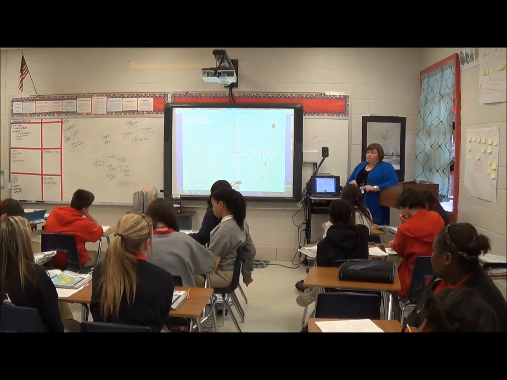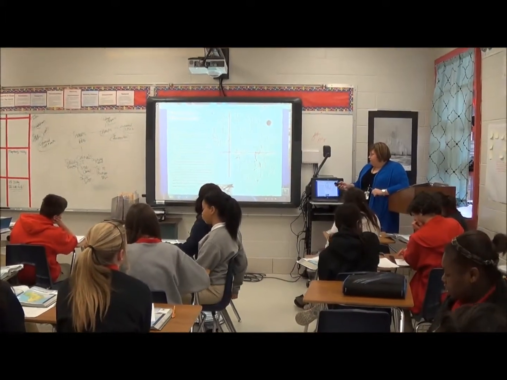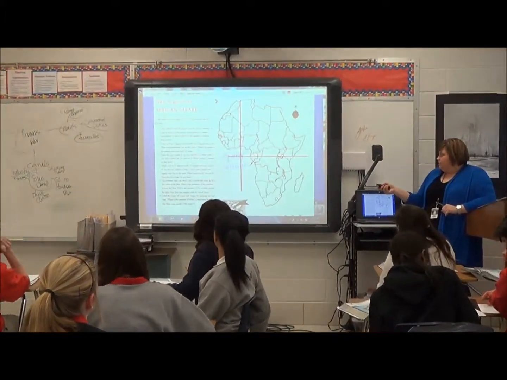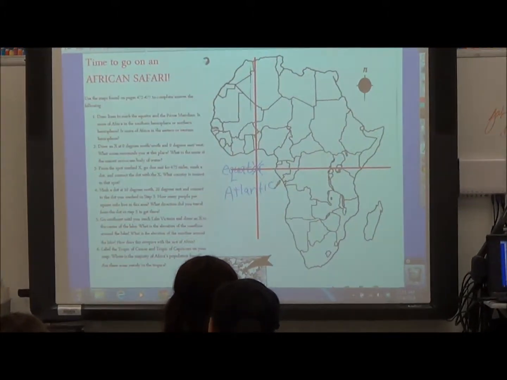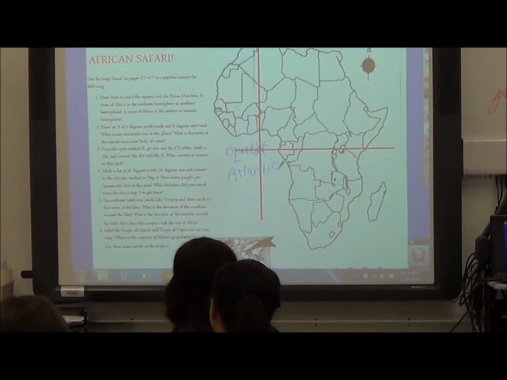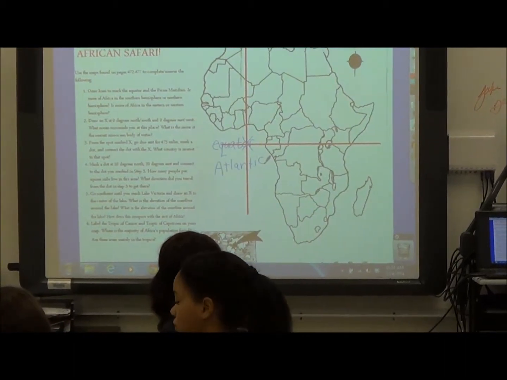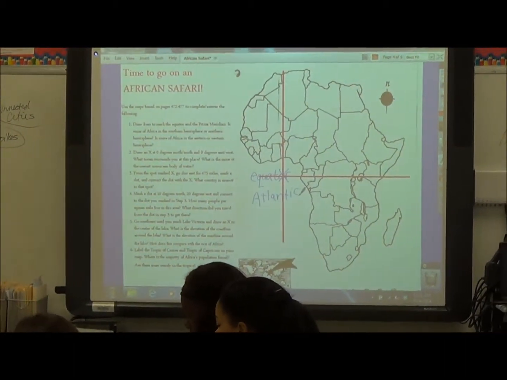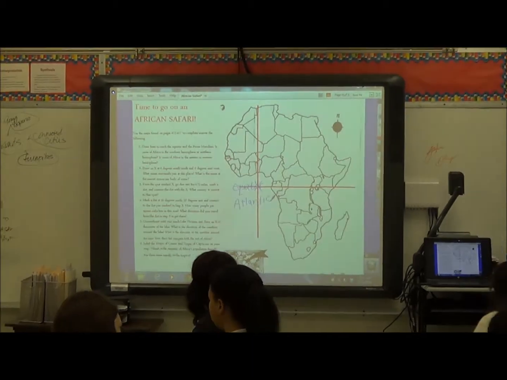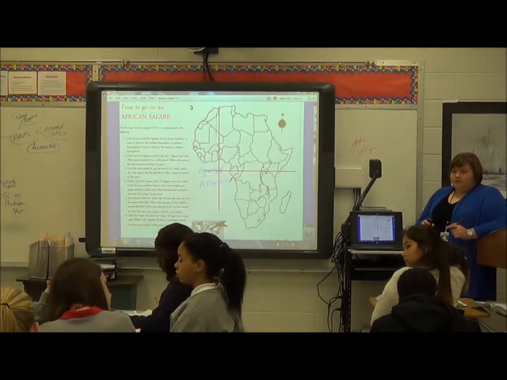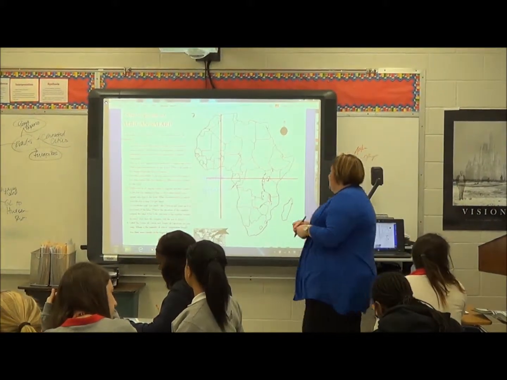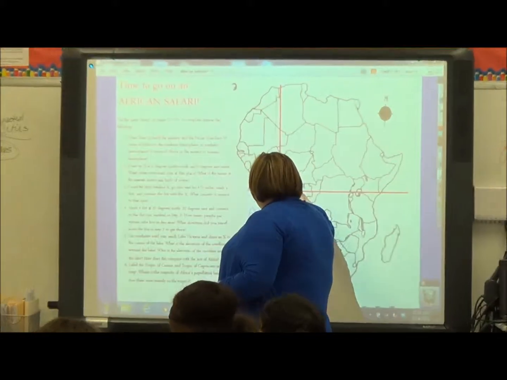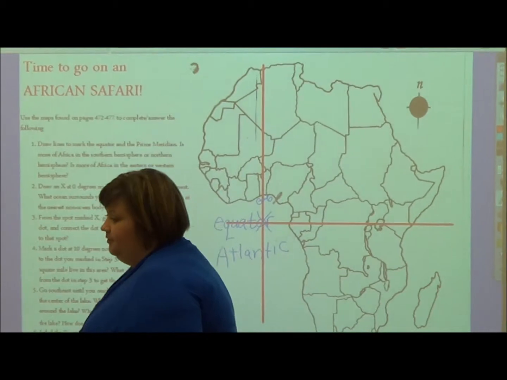For number 2, it asks you to draw an X where the equator and the prime meridian intersect. That's right here. And Asia told us that that was in the Atlantic Ocean. The other thing it asked you to find was the nearest non-ocean body of water. All right, Shay, what was that? The Gulf of Guinea, which is located right here.